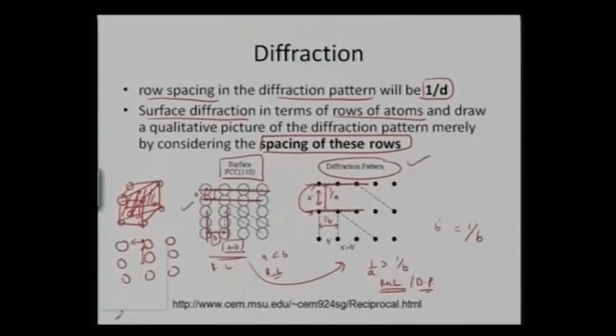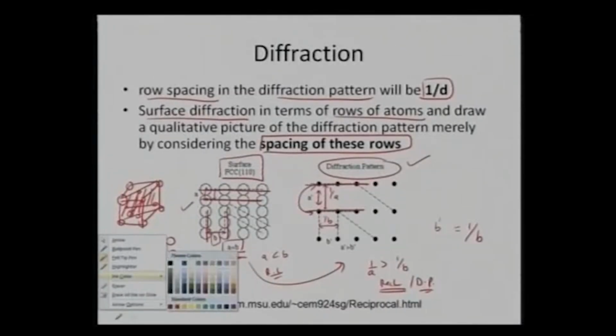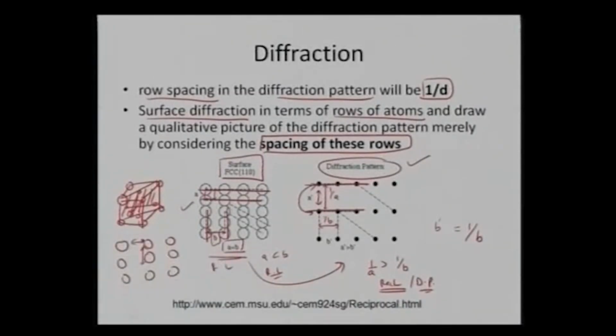So let me use a different color pen so I can show it more clearly that I had something for B around this part, and now it has decreased as compared to the A. So in the real space I had A, I had B. In this case I had A less than B, but in the reciprocal or the diffraction pattern, my A dash has increased in comparison to the B dash. So that's what we are able to see from the diffraction once I consider only the rows.